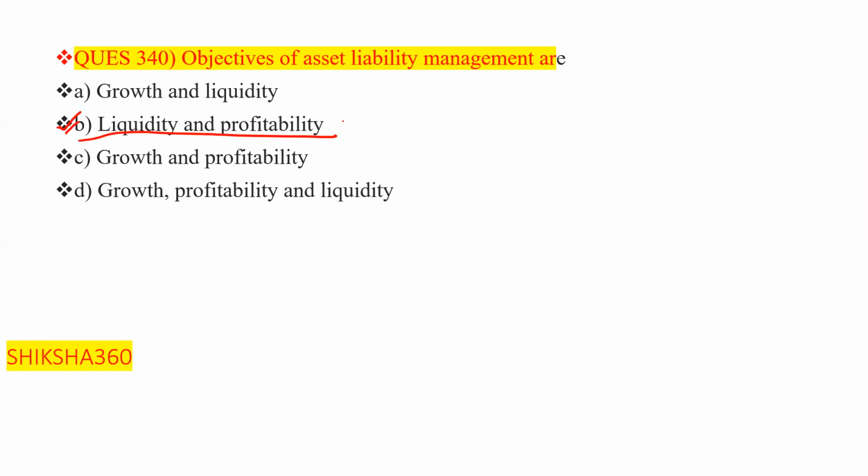That is liquidity and profitability, it is the correct answer. Under the objective of the ALM, the first one is price matching, that is profitability. Second one is liquidity. So option number B is the correct answer.